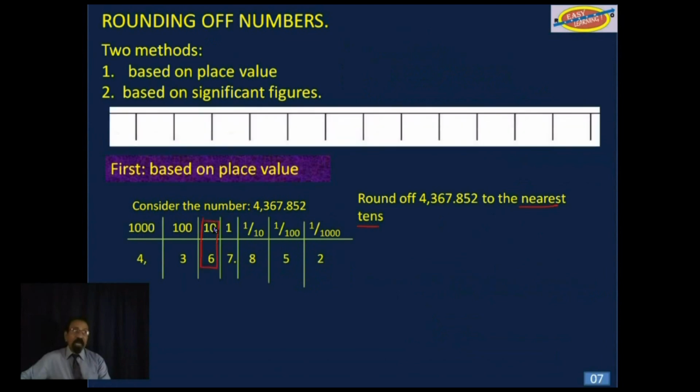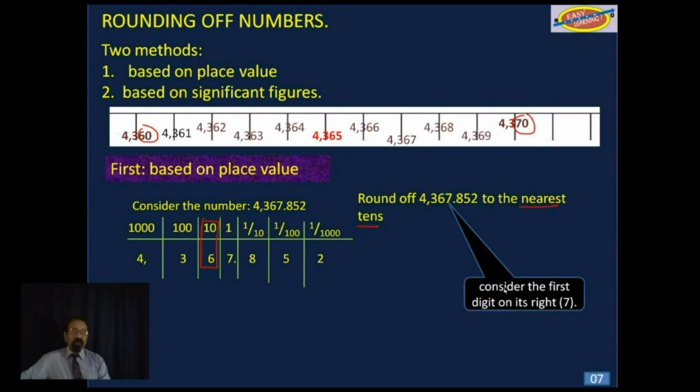We set up our number line again, 4,360 because we're going in tens, and we go over here to 70, we go in tens. That will be 4,365, and of course you have these others between here. We consider the digit immediately to the right of the point that we are rounding off. So we are rounding off at 6. We consider the digit immediately to the right of it, which is 7. And that takes us here.